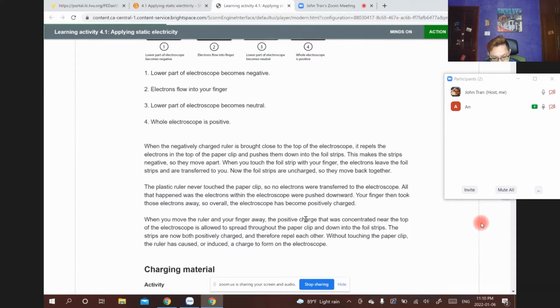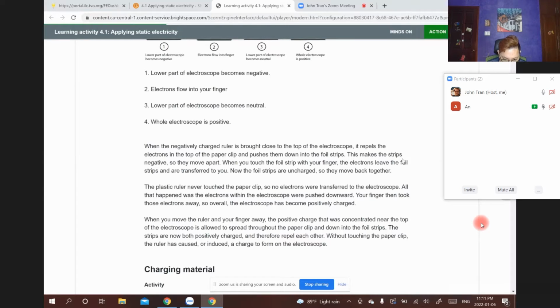The plastic ruler never touched the paper clip, so no electrons ran to the electroscope. All that happened was the electrons within the electroscope were pushed downward. Your finger then took those electrons away, so overall the electroscope became positively charged.